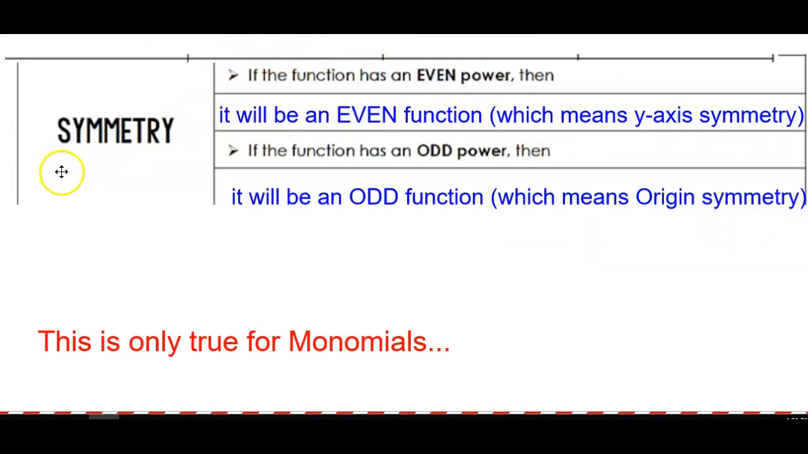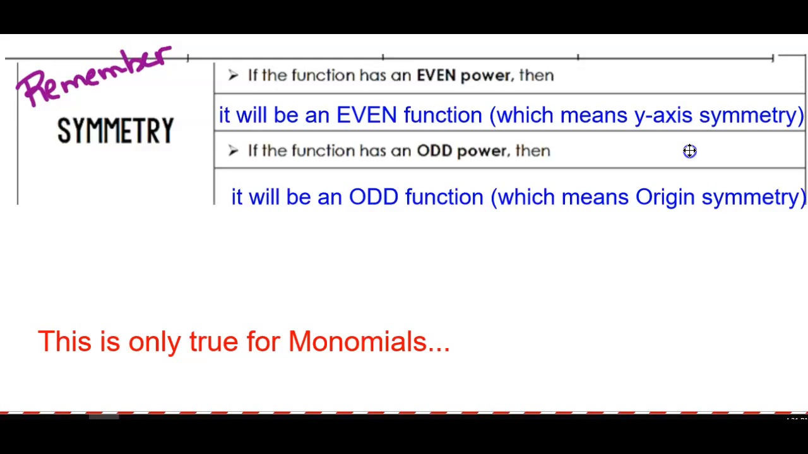We talked about symmetry. Remember this? This was back in chapter 1. If a function has an even power, it will be an even function, meaning it will have y-axis symmetry. If it's an odd power, then it will be an odd function, which means origin symmetry. That's only true when you have the monomial or the power functions.